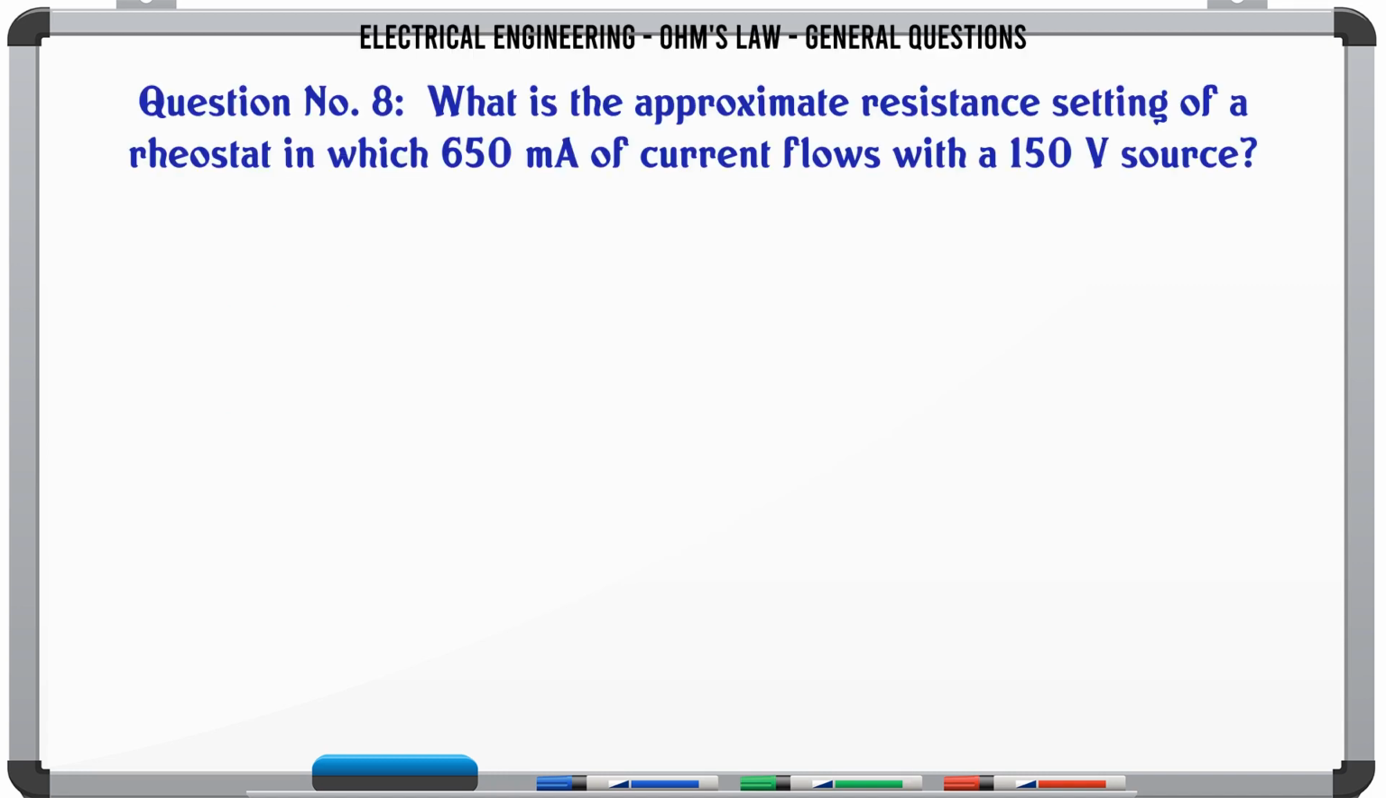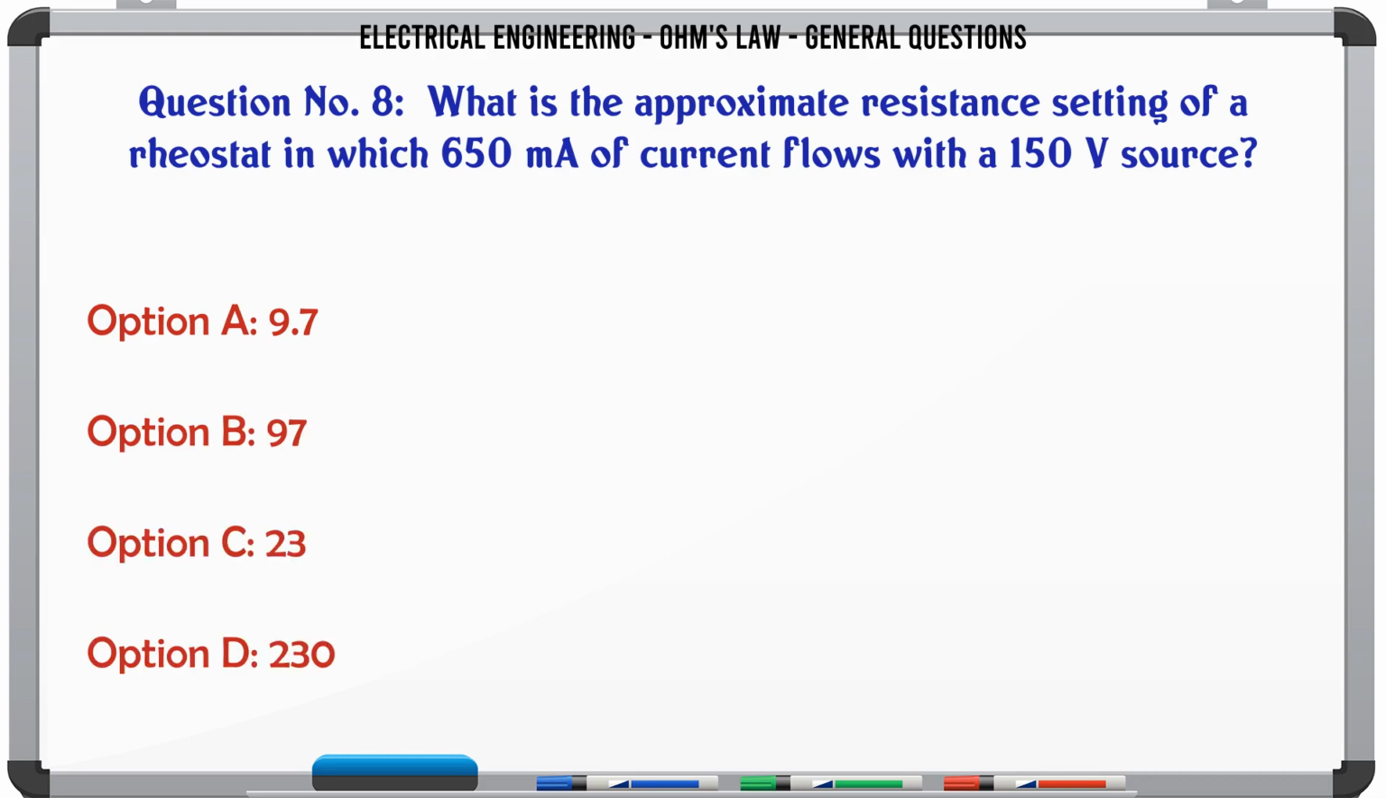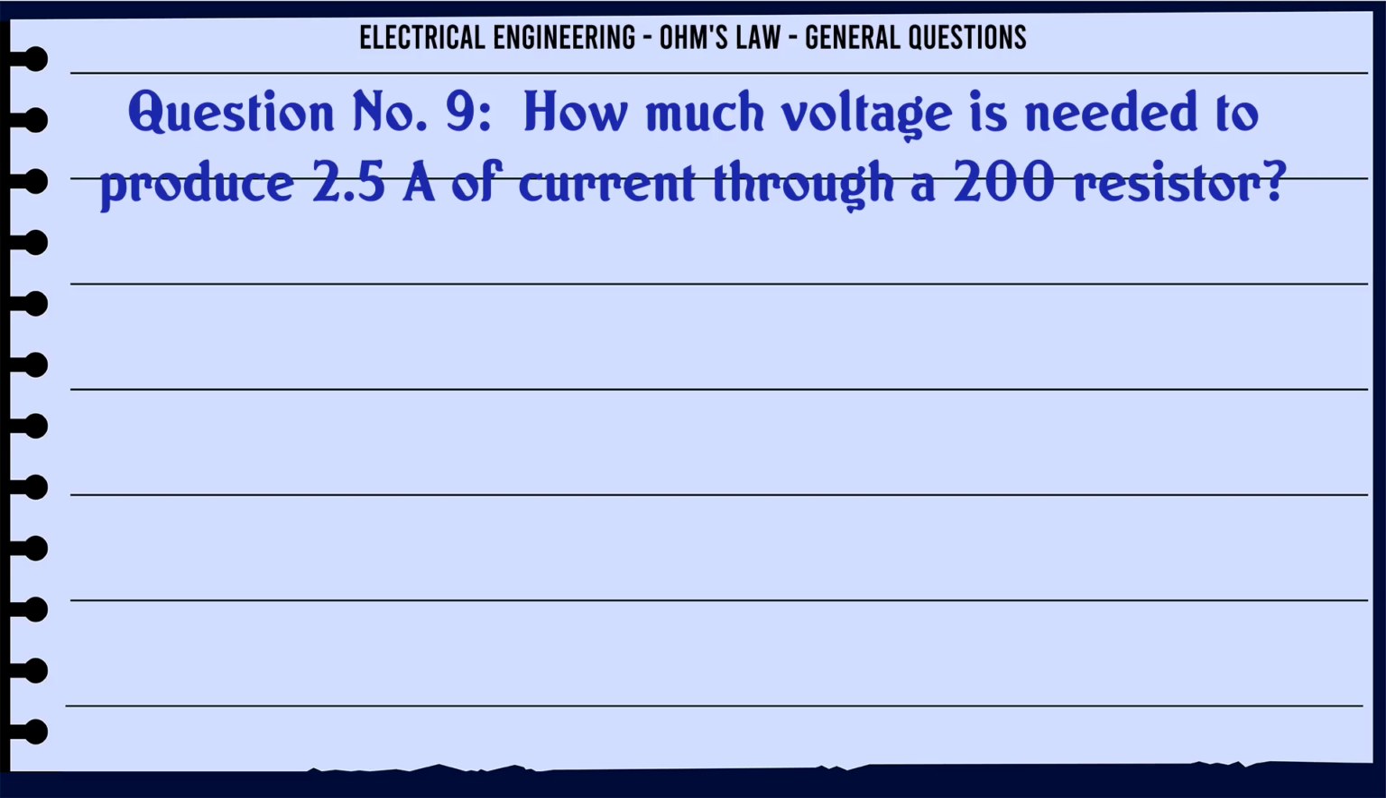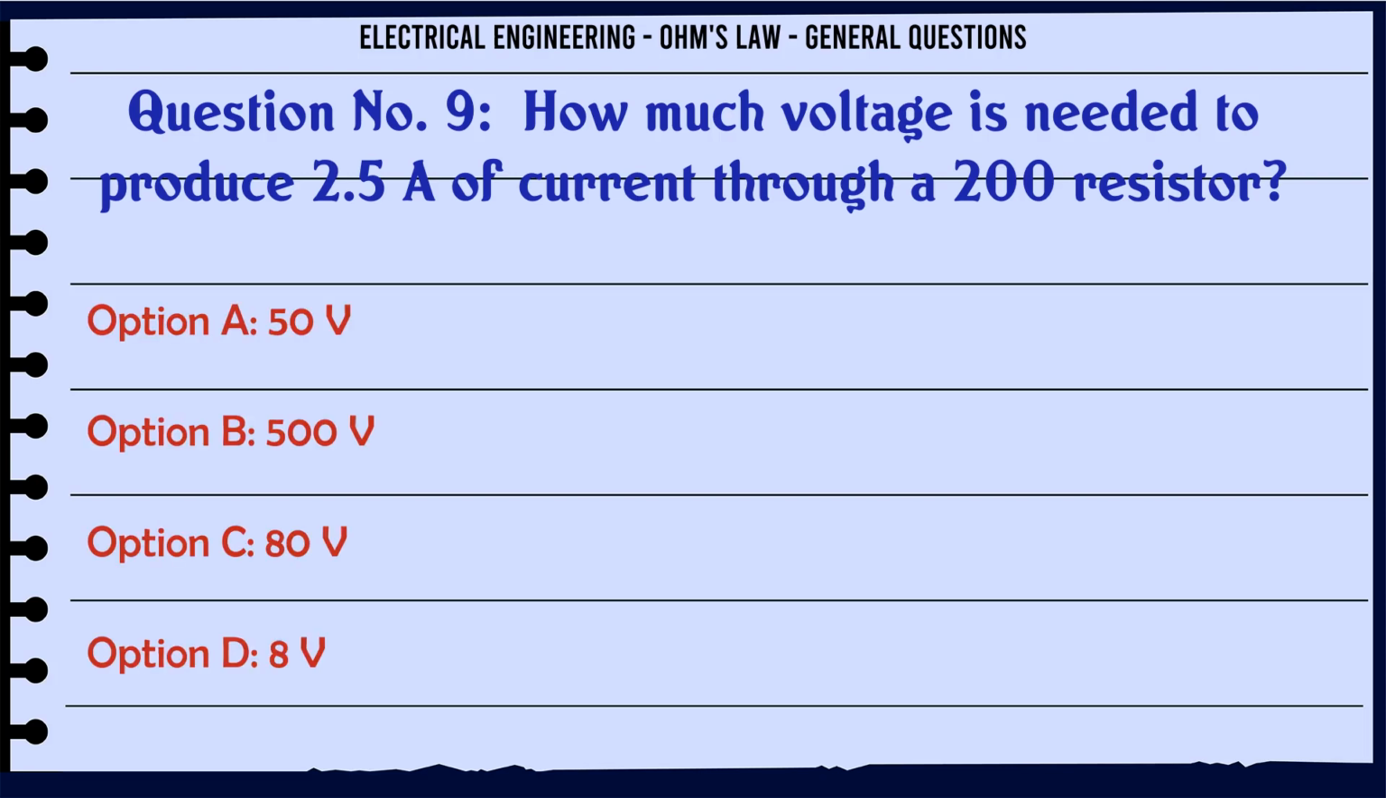What is the approximate resistance setting of a rheostat in which 650 mA of current flows with a 150 V source? A) 9.7, B) 97, C) 23, D) 230. The correct answer is 230.